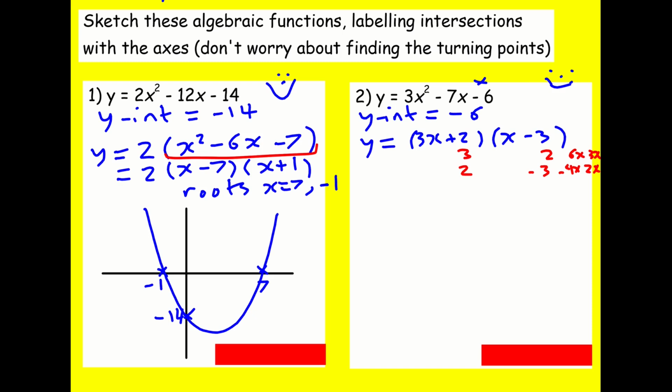So we're basically done because now we've got the roots. The roots are going to be when 3x plus 2 is 0, that's going to give me -2/3. I've essentially solved 3x plus 2 equals 0. I take 2 from both sides, 3x equals -2, and then I divide through by 3. We also get the root of 3 really quickly. That's all I need. I've got enough for this sketch.